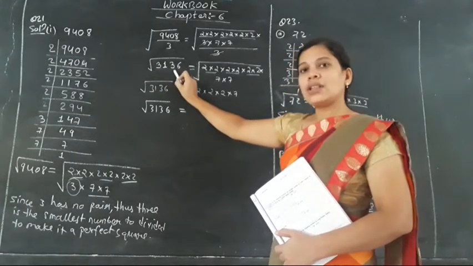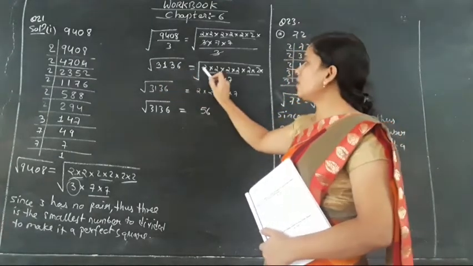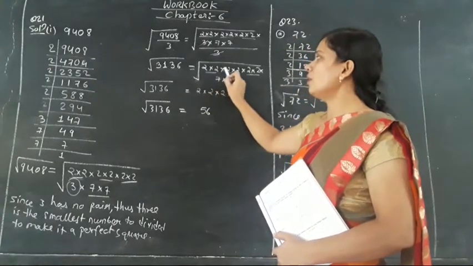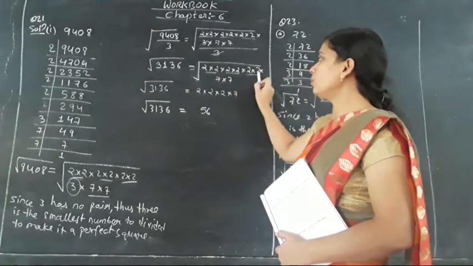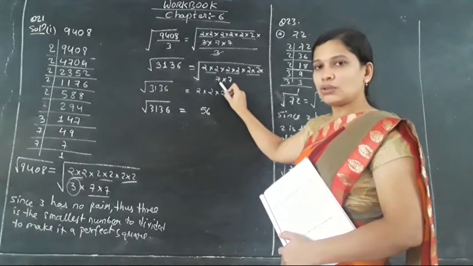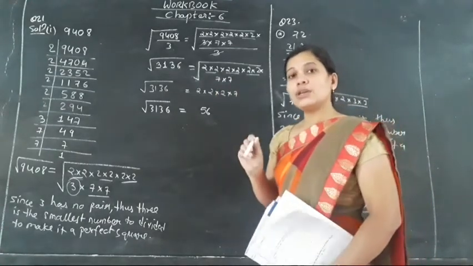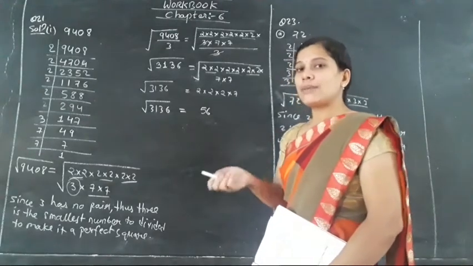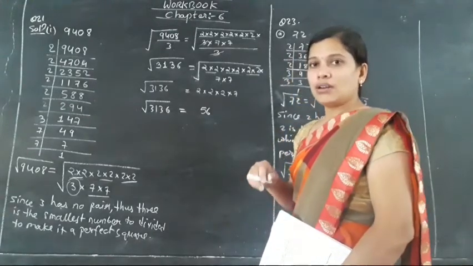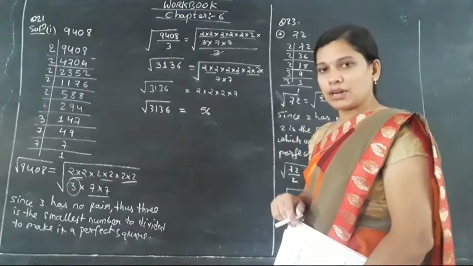3136. Now while finding the factors of 3136, it will be 2 into 2 into 2 into 2 into 2 into 2 into 7 into 7. As we know, to find the square root we have to make pairs of two same numbers, so that from the square root, one number of each pair will come outside.